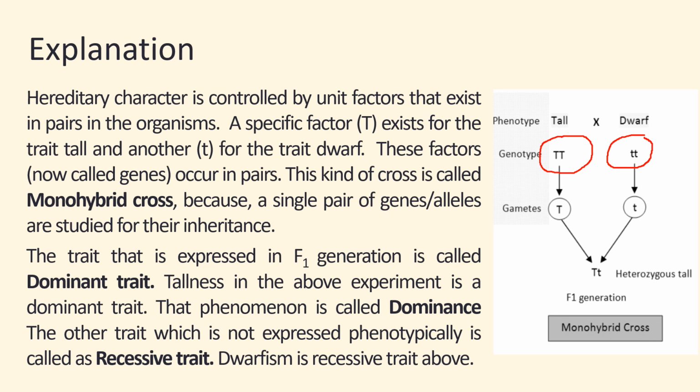The trait that is expressed in F1 generation is called dominant trait. Tallness in the above experiment is a dominant trait. That phenomenon is called dominance. The other trait which is not expressed phenotypically is called recessive trait. Dwarfism is a recessive trait.